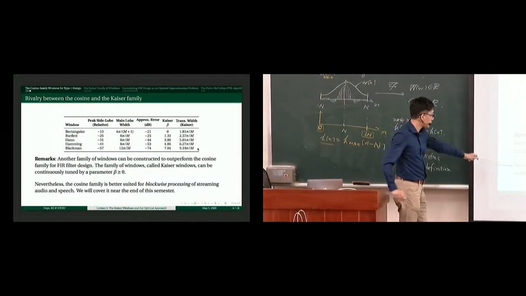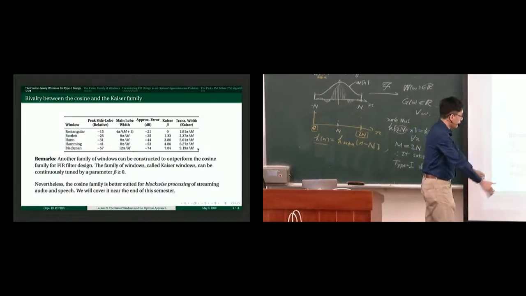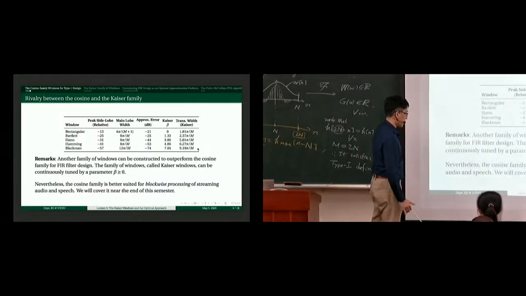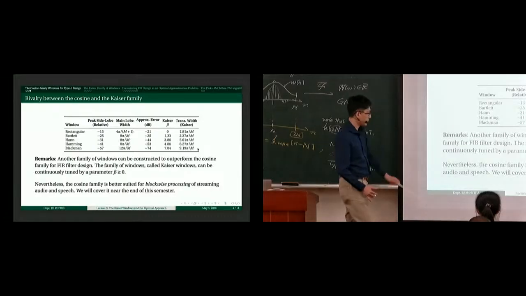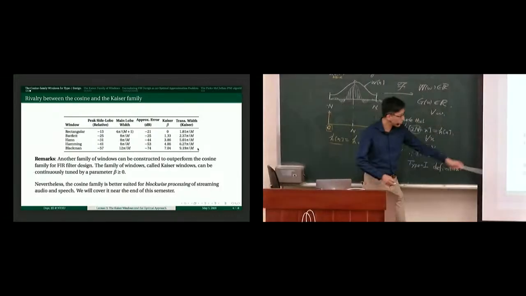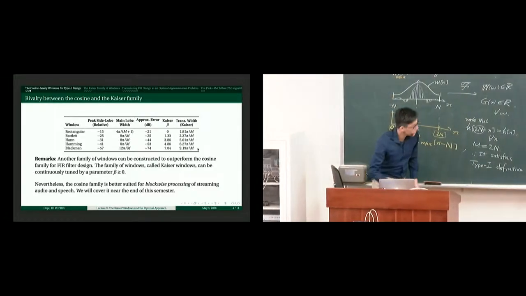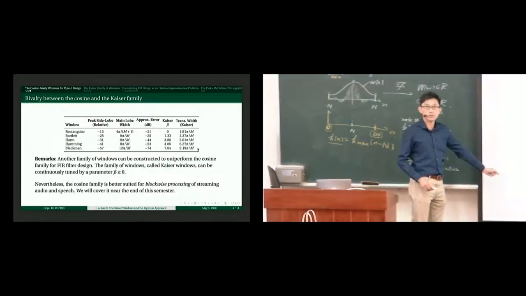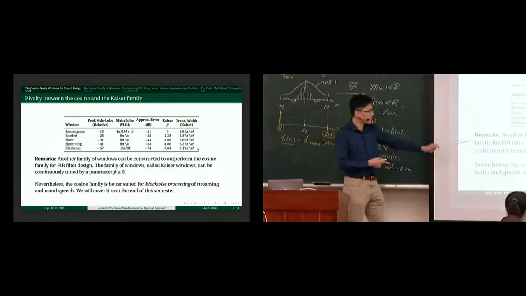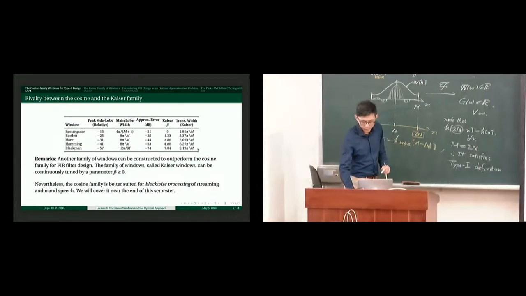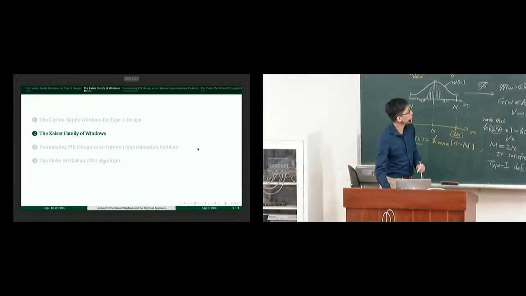Of course, the cosine family has some other advantages, which I'm not going to talk about today. For interest, the cosine family of windows also has its advantages, but we'll see if we can cover it near the end of the semester, so don't worry about it for now. Let's focus on the Kaiser family of windows, which will be our next topic.